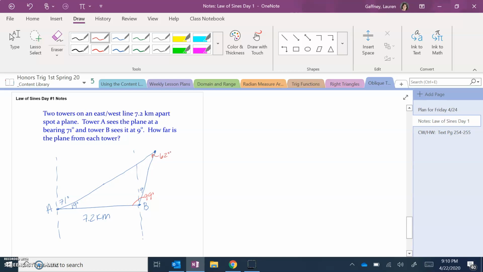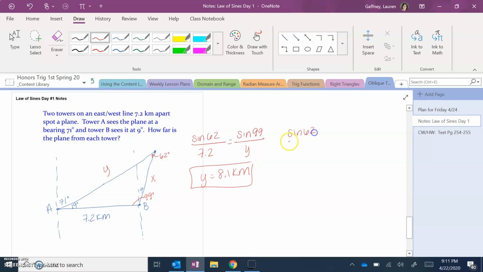So how far is the plane from each tower? So ideally, we need to find this and this. Okay. So we can say sine of 62. We have two angles. We actually have three angles, and we have one side length, so we're good to go. So sine of 62 over the side length across from it, 7.2, equals sine of 99 over y. You can cross multiply and solve there, and you would get that y is 8.1 kilometers.